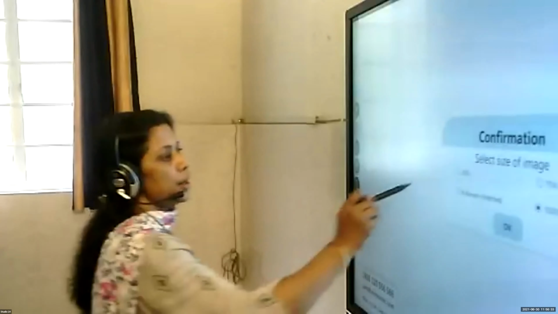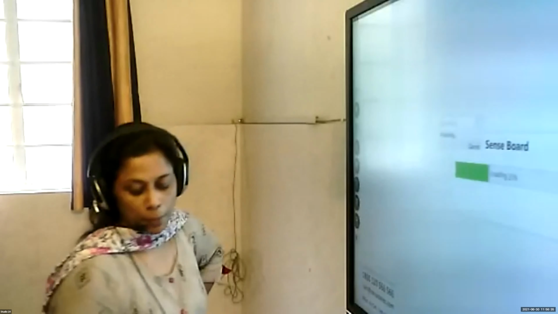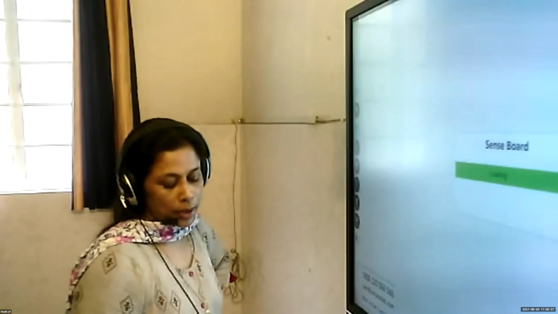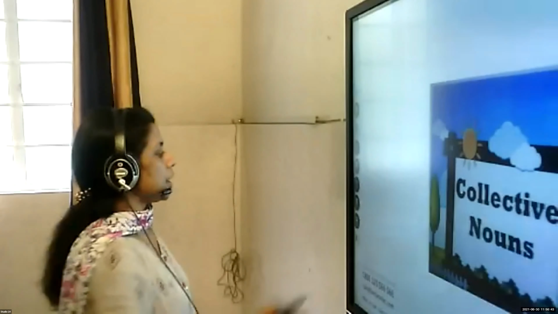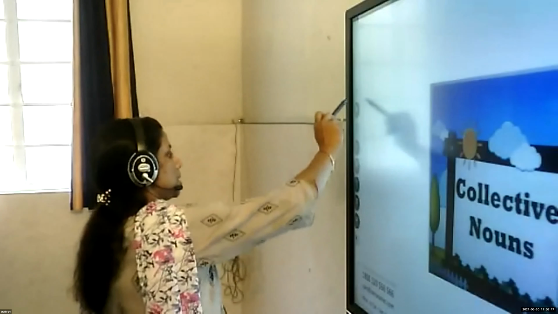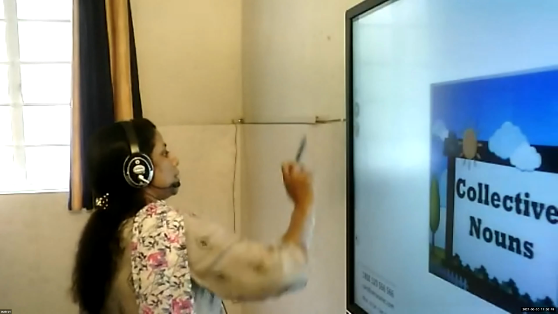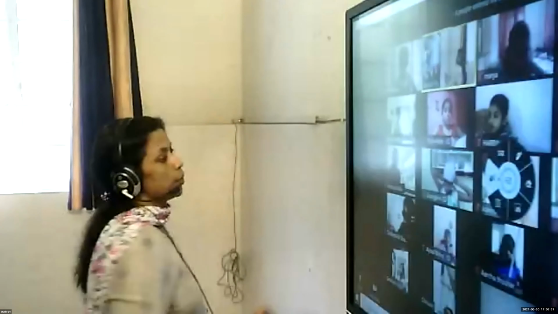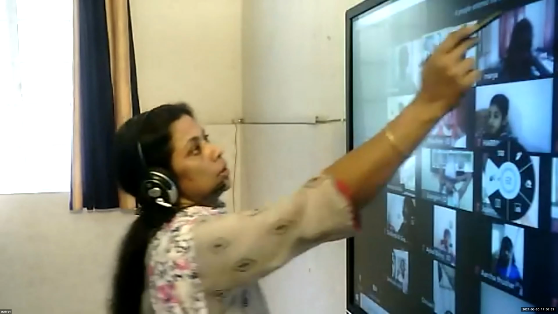Are all of you ready with your English grammar workbook? So we have completed with two different types of nouns. So we are moving on to it.